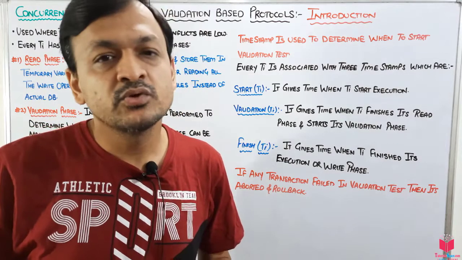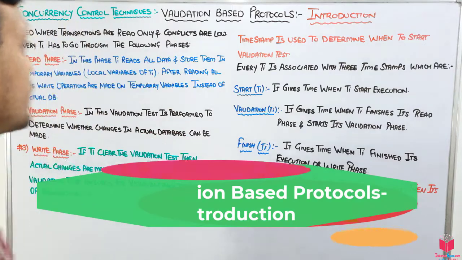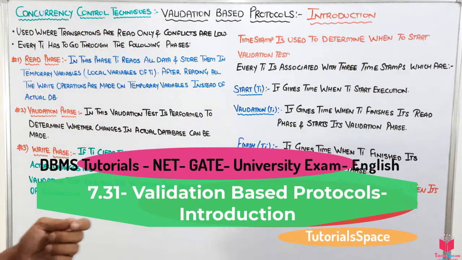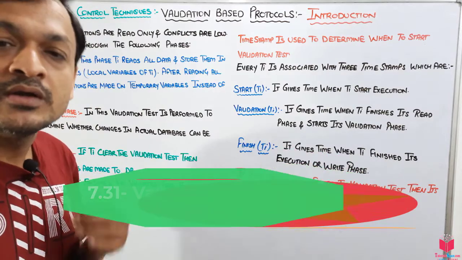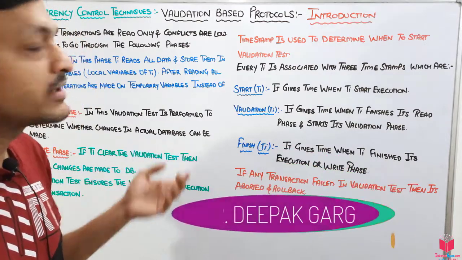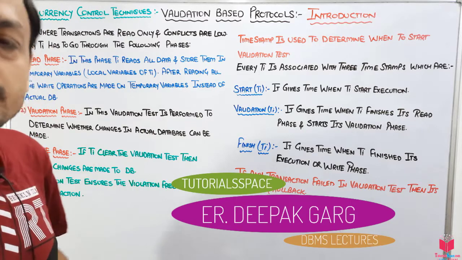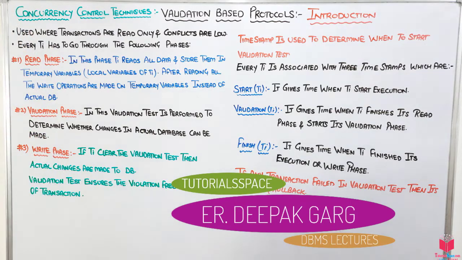Hello guys, today we will discuss the third technique of concurrency control, which is the validation based protocol. Today we will just take an introduction. In the next video we will take an example and discuss the different cases that come under this validation based protocol. So let's discuss this validation based protocol.